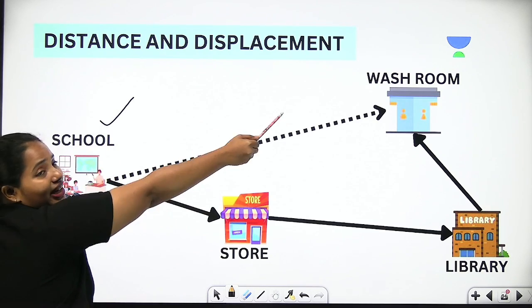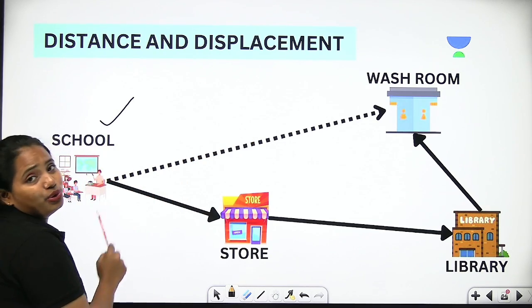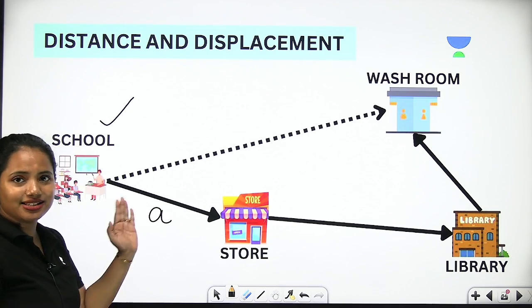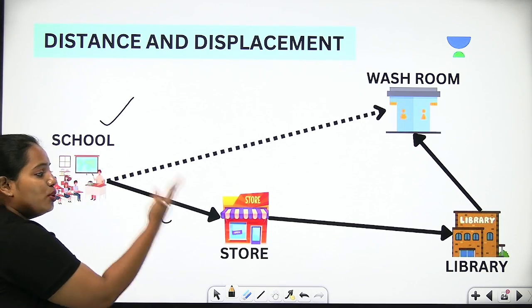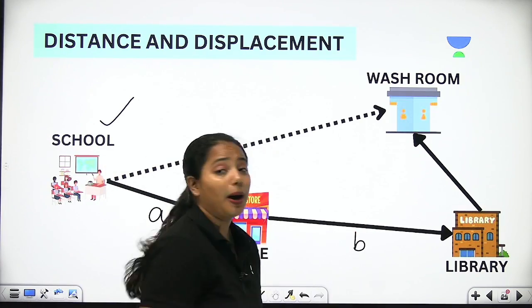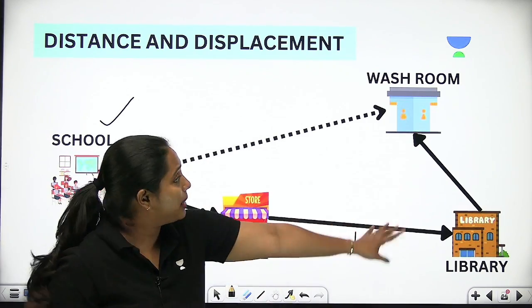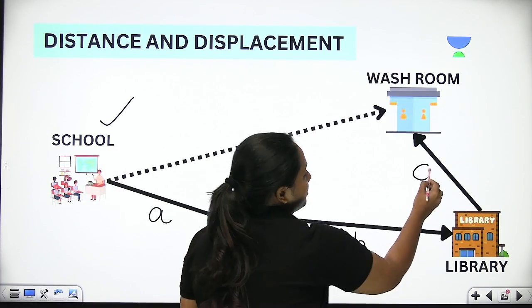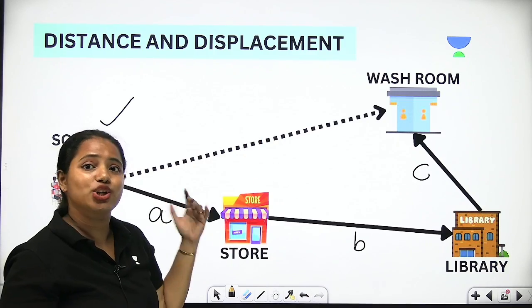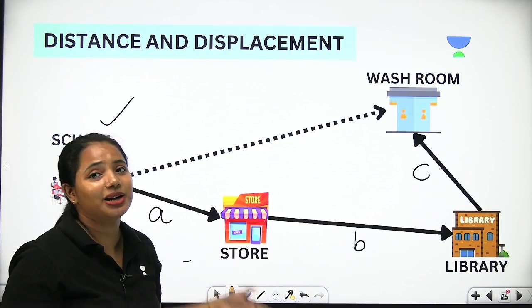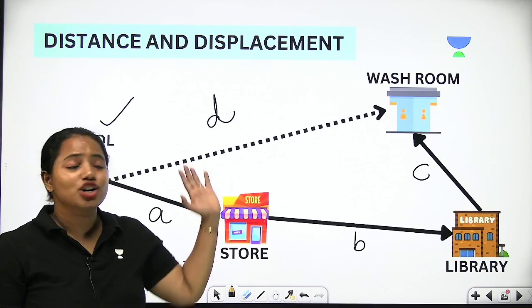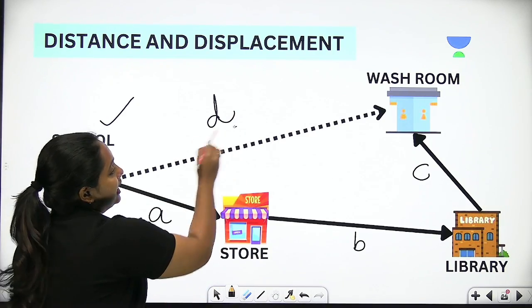Instead of going directly to the washroom, you try to come to the store first. Let this be A. A is the path which connects the classroom and the store. Then from the store to the library, this can be represented with B. Similarly, from the library to the washroom, it's going to be C. We know that there is a direct path to reach the washroom, but we have to waste time, so we have preferred these multiple paths to reach the washroom. The direct path to reach the washroom can be named as D.